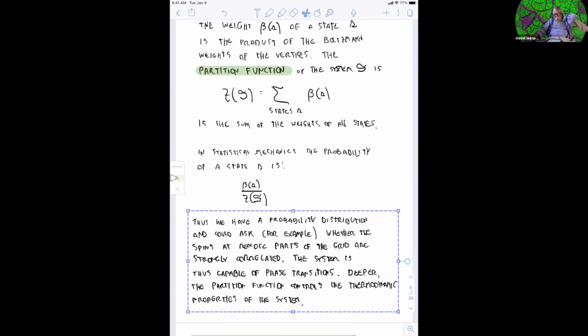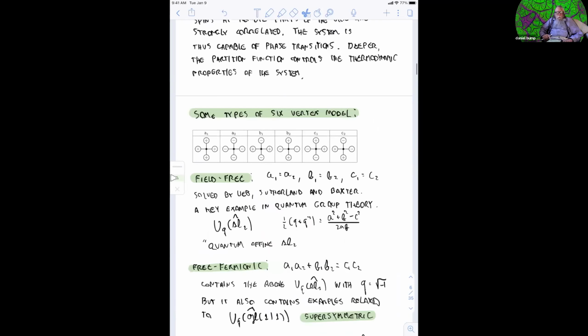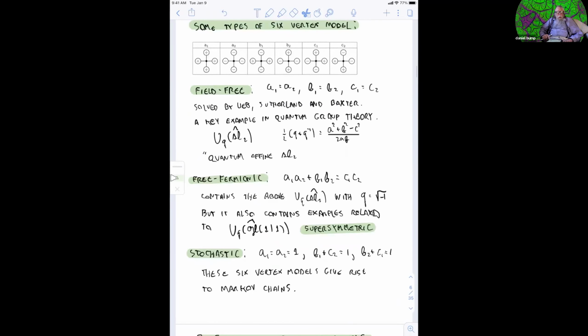And it's also true that the partition function controls thermodynamic properties of the system, such as entropy and free energy and so forth. Then I have a quick classification of some types of six-vertex models that are going to come up.